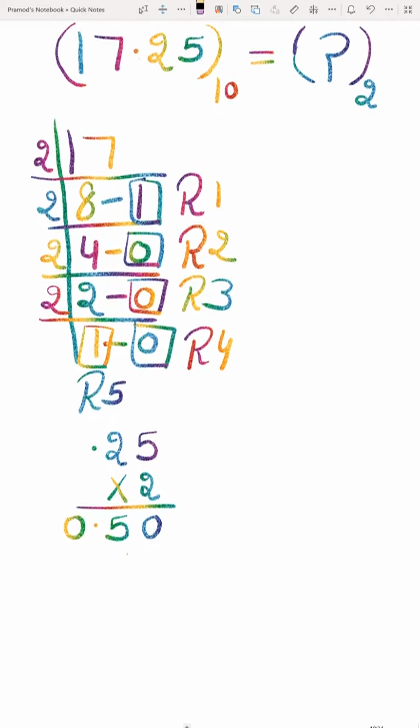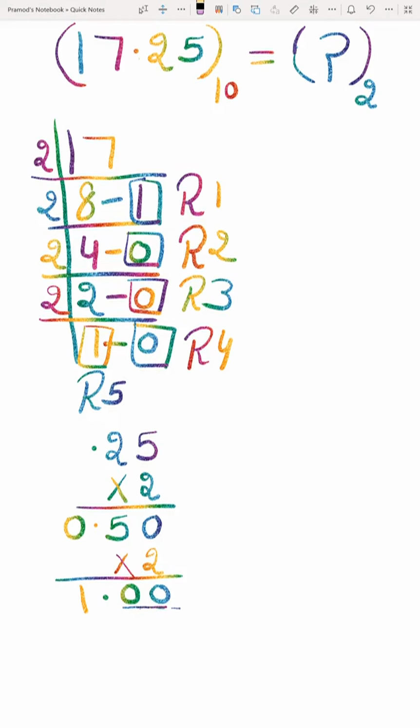After that you again multiply by 2, and you multiply only the value after the decimal point. You don't multiply the 0 now, you multiply only the 5 last. 2 0s are 0, 2 5s are 10, and you put the decimal here. You multiply until the values are 0. When your values are 0, then your calculation is completed.